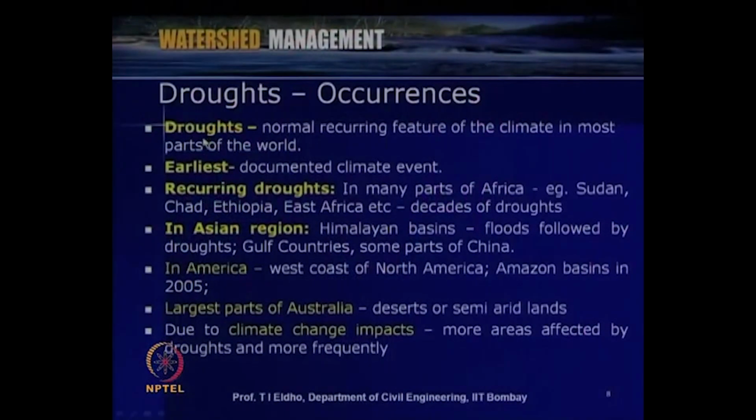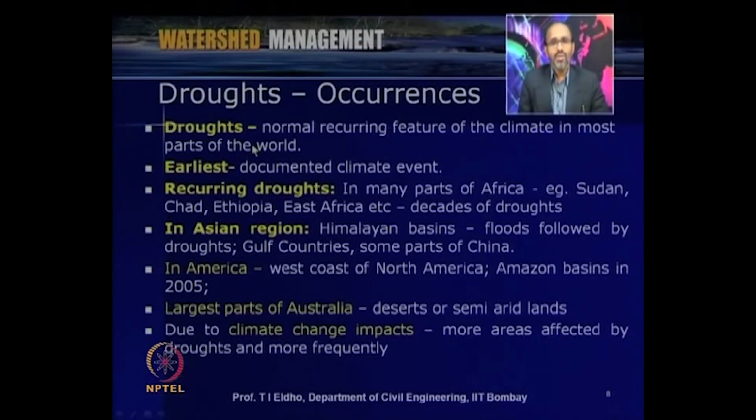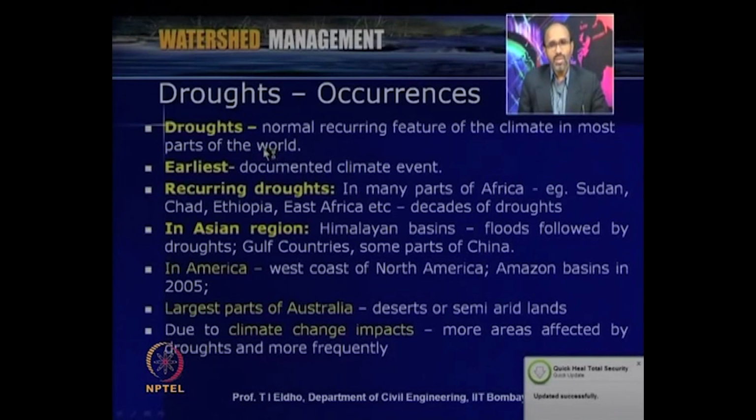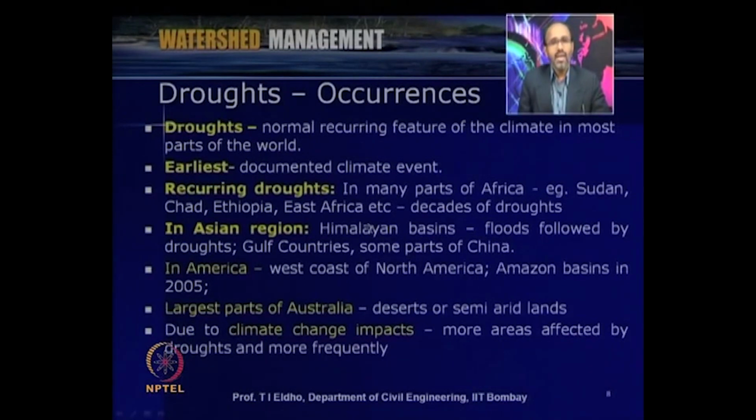Now let us look briefly at which locations are mainly drought prone, or where droughts generally occur. As I mentioned, droughts can be either short term or long term. When we look at the drought situation in various parts of the world, drought is normally a recurring feature of the climate in most parts of the world, especially in many of the African countries. Drought is actually one of the earliest documented climate events.